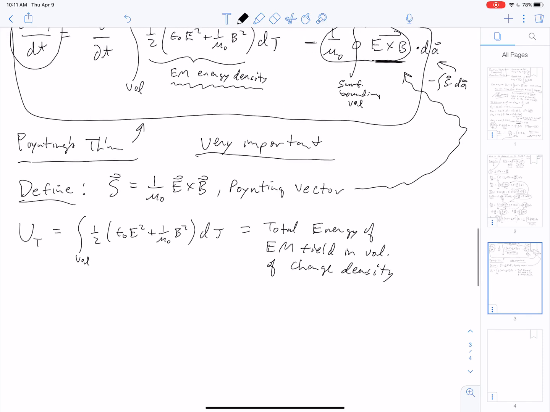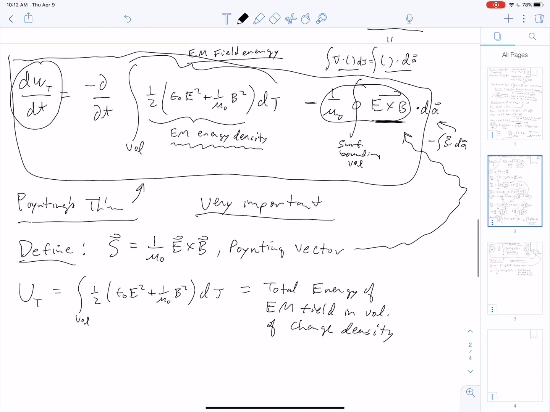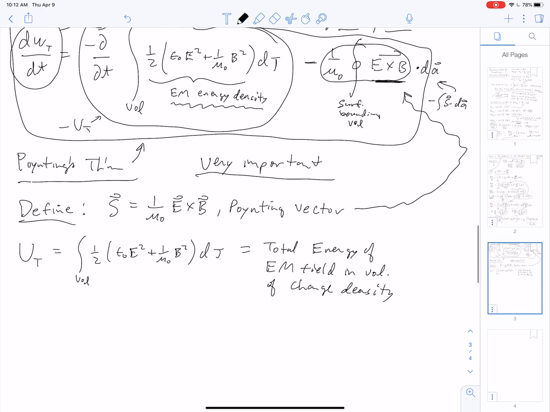And so making these definitions of the S and the U, I can rewrite the Poynting theorem to look like this. This is how I like to write it. I'm going to take this part, which is just negative U total, and pull it over to this side, and I'm going to take this and put it over to the other side. And so I'm going to rewrite that expression in this way. I'm going to write it as d dt, because this is the u inside of the derivative.